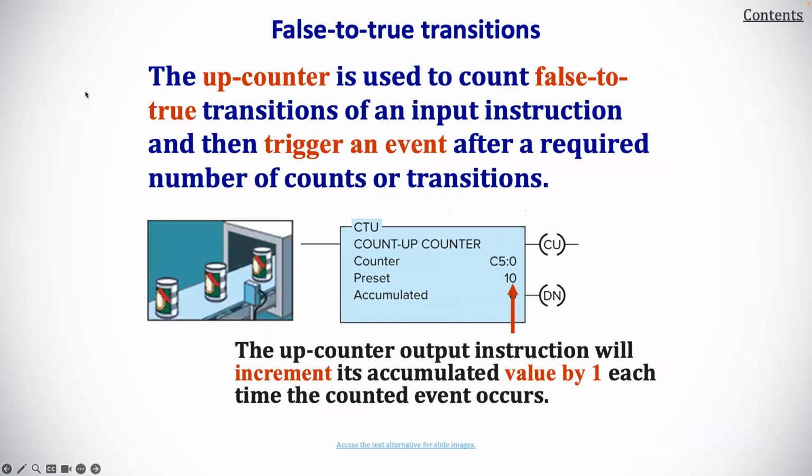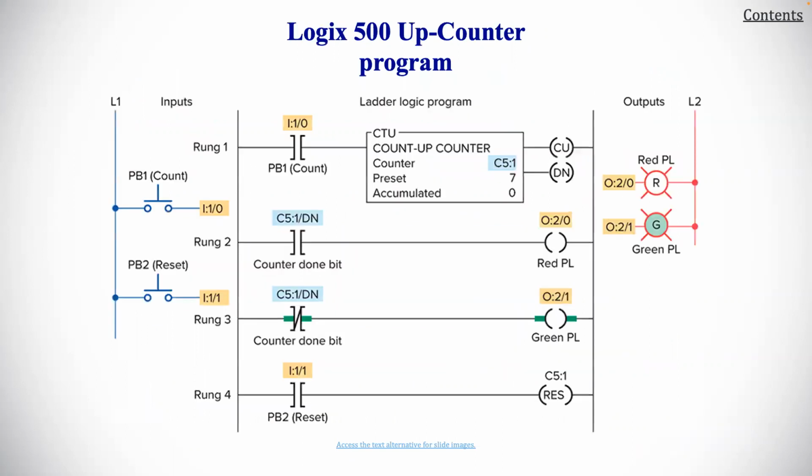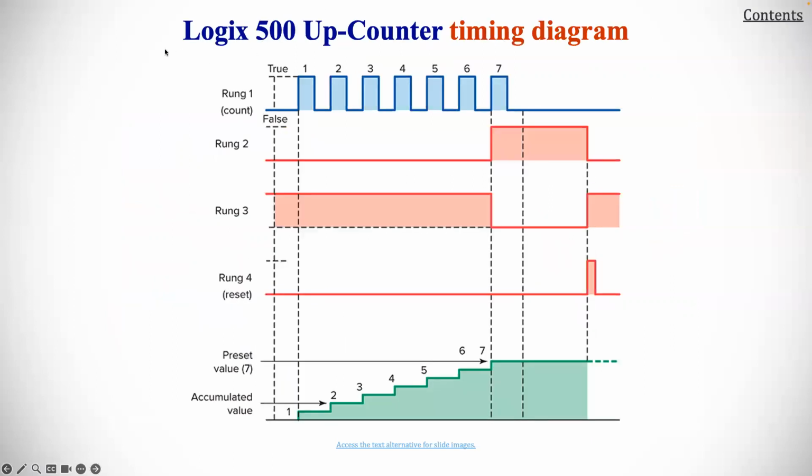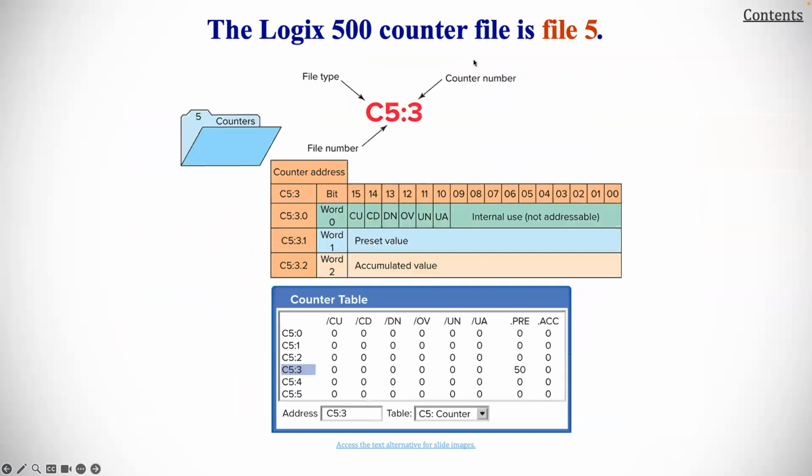So the up counter is used to count false to true transitions of an input instruction and then trigger an event after a required number of counts or transitions. The up counter instruction will increment its accumulated value by 1 each time the counter event occurs. Here is an example of what that would look like for a Logix 500 up counter program. Here is a Logix 500 up counter timing diagram, so you can think about that.